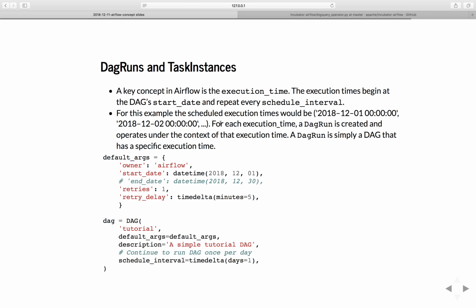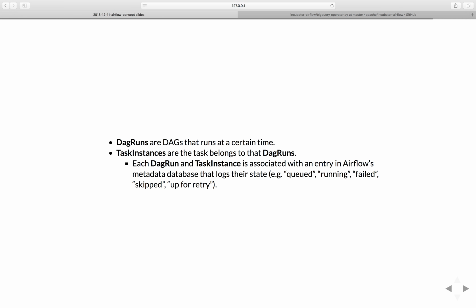So a DAG run is simply a DAG that has a specific execution time. DAGs and tasks are very abstract concepts, and DAG runs are DAGs that run at a certain time, and task instances are the tasks that belong to those DAG runs. Each DAG run and task instance is created and executed with a specific time, and its state is logged in the Airflow metadata database. So you have the state of them, like whether they are currently queued, running, failed, skipped, or retried.